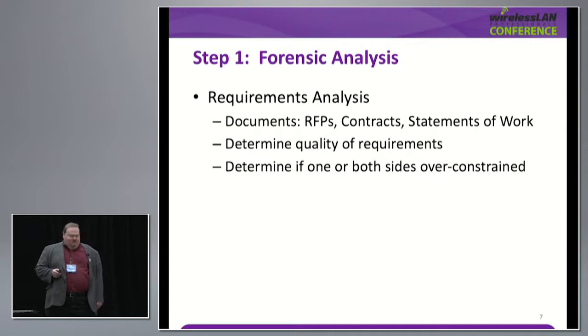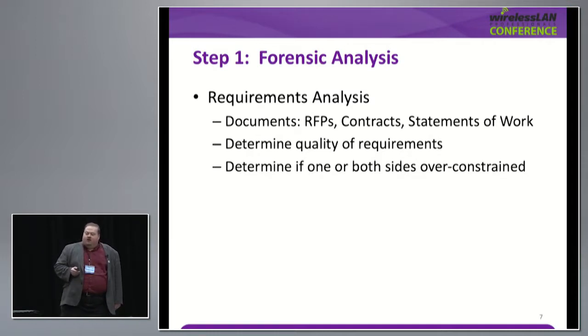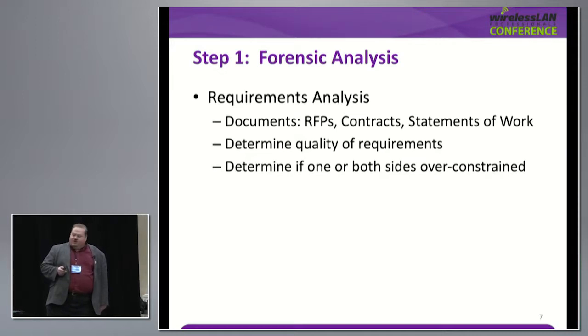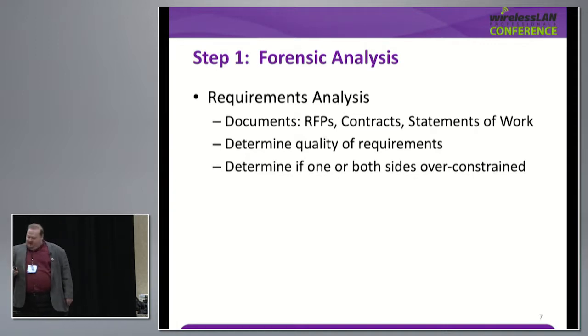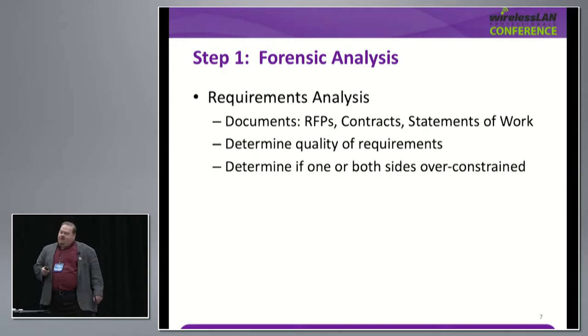So the first thing you're going to do is review what were the requirements and what were the expectations. So were there RFPs, were there contracts, were there statements of work? You're going to determine the quality of the requirements, and determine if one or both sides over-constrained themselves. Many of you, I'm sure, have seen requirement documents and RFPs that over-constrain the design. In one case that I've worked on in particular, the end customer told the WISP vendor, you shall put the APs in these locations. And that's one of the reasons why they had problems on the network, because they didn't actually allow the WISP to specify where the APs were going to go. They were told where to put the APs.